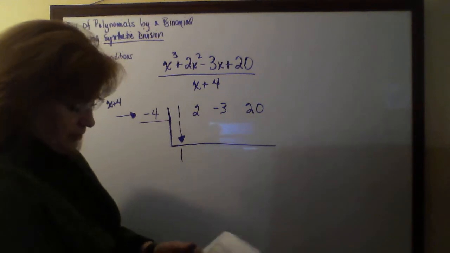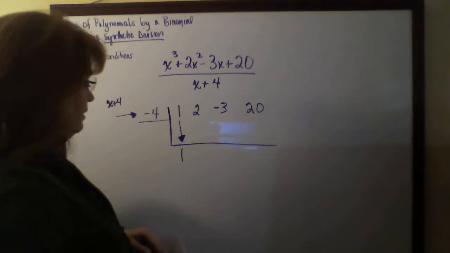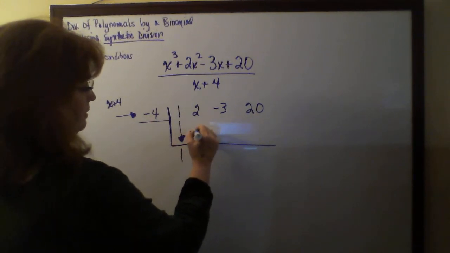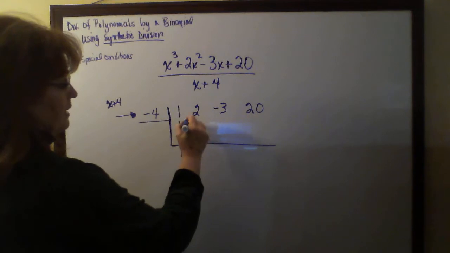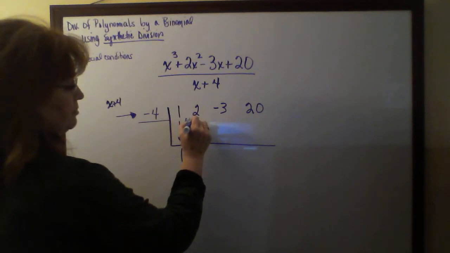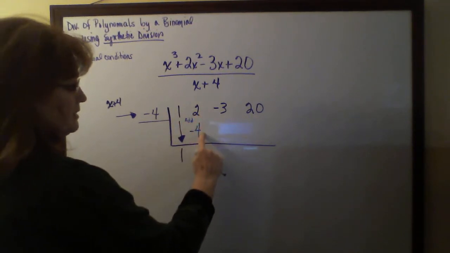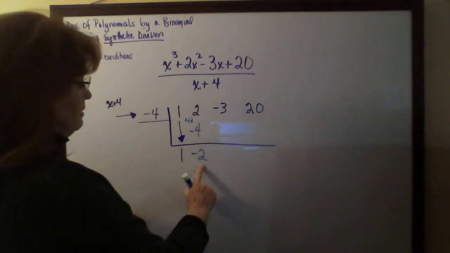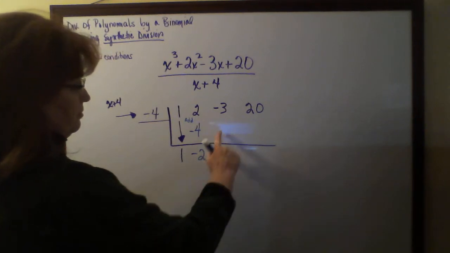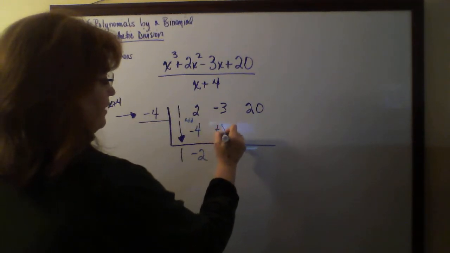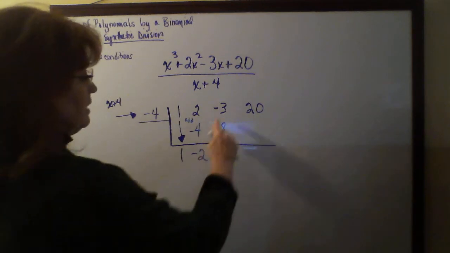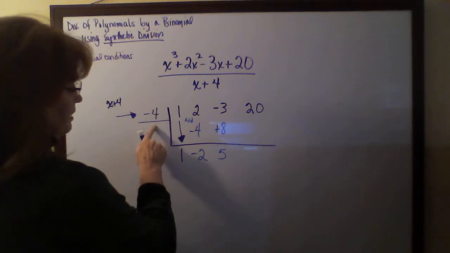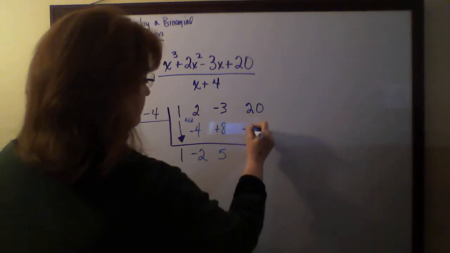I'm going to change to a different colored marker. This is all part of the setup. First step, -4 times 1, result goes here. And now it's time to combine or add, I guess you can call it. Okay, so 2 plus -4, and that results in -2. That goes here. Start again. -4 times -2, the result goes here. It's a +8 because a negative times a negative. -3 plus 8 gives us a +5. Start over. -4 times 5 gives us -20.